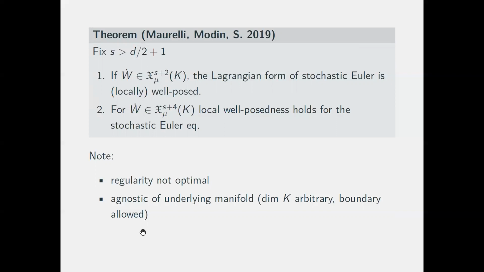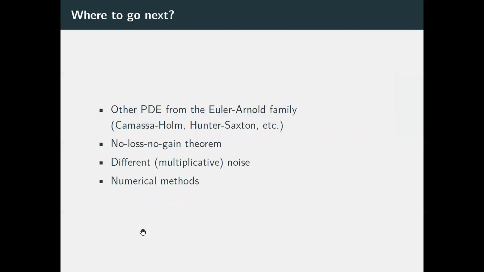Okay. Where we are going next with these ideas is the following. So as I said, there's a whole family, the Euler-Arnold family of PDE, which contains, for example, the Camassa-Holm and the Hunter-Saxton equation, as well as certain shallow water equations. And the idea is to extend the theory for these equations.